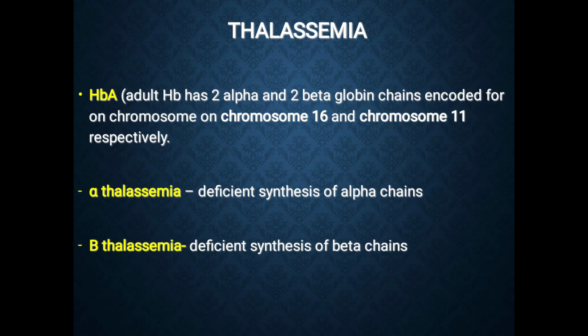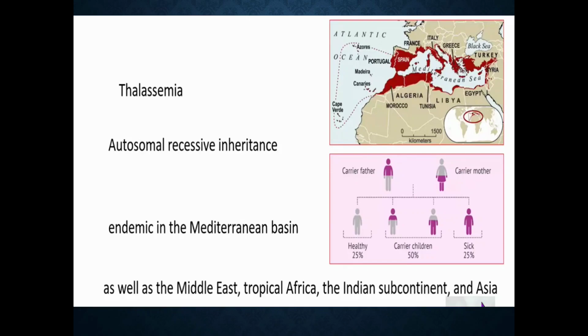Coming to thalassemia, as we discussed, it's made up of two types of thalassemias, alpha and beta. That's what is discussed here, whatever we discussed in the previous slide. Taking a look at thalassemia, it is usually an autosomal recessive disorder. It's commonly seen in the Mediterranean region, and it has an autosomal recessive trait, that is 25% will be sick, 50% will be carriers, and 25% will be healthy.